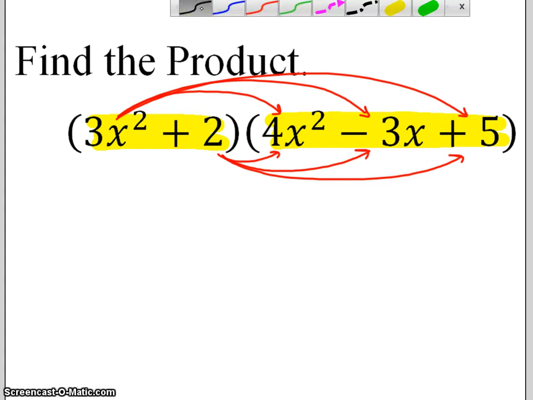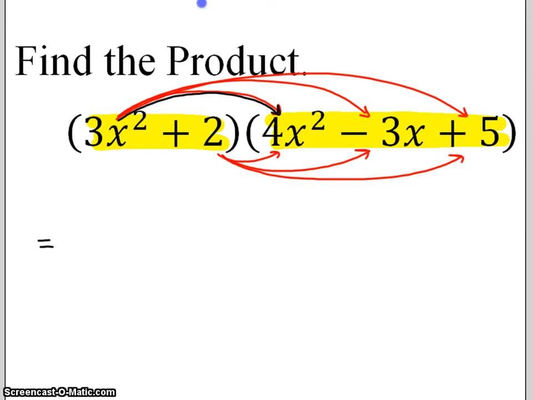So let me show you what I mean. And I'm not going to write everything out here. I'm just going to explain it and show you what I get. 3x squared times 4x squared. So we're doing this first one. 3x squared times 4x squared. Multiply the 3 times the 4, 12. Now, the x squared times x squared becomes x to the 4th. You add the exponents.